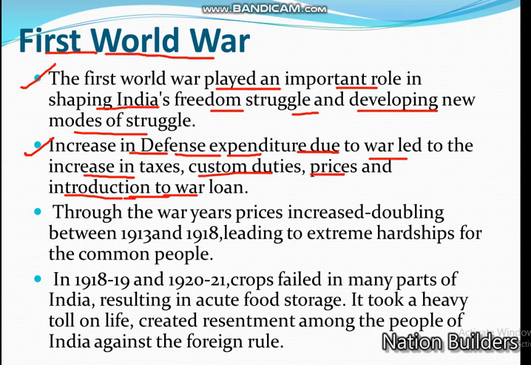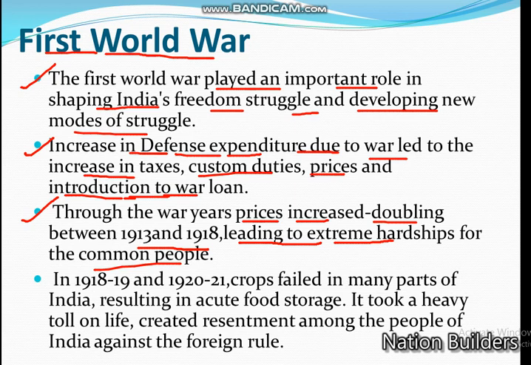Next, this is also economic. Through the war years, prices increased. When the war was going on, the prices of things increased. They doubled between 1913 and 1918. If one thing was 50 rupees, it became 100 rupees. So the prices of commodities increased, leading to extreme hardship for the common people of India. This is again one impact of the First World War.